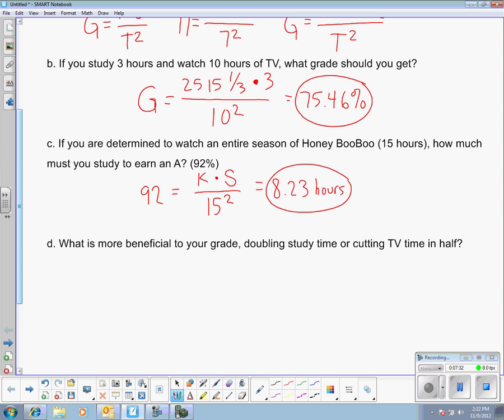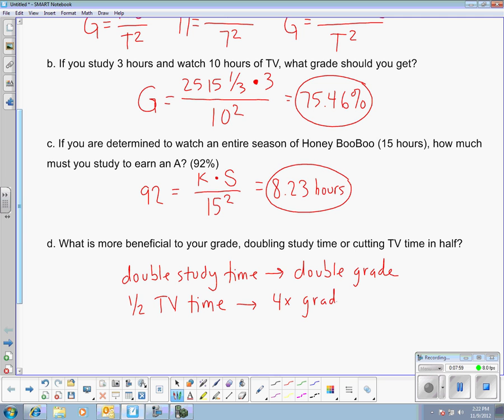If it's squared, that means it should have the same effect squared. So if you double your study time, because that's the first power, you're going to double your grade. If you do 1/2 the TV time, because that's on the bottom, and because it is squared, you are going to get 4 times the grade, which is 2 squared. All right, so because it's squared, it has a much bigger effect. So I want to cut my TV time in half in order to get the best effect on my grade.